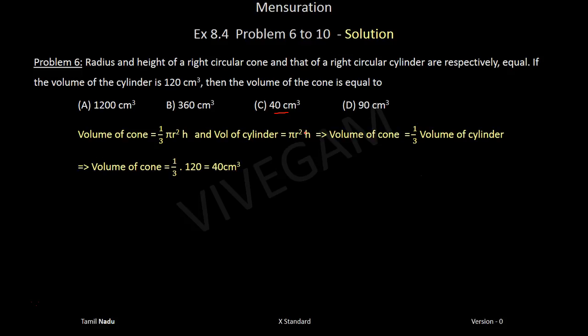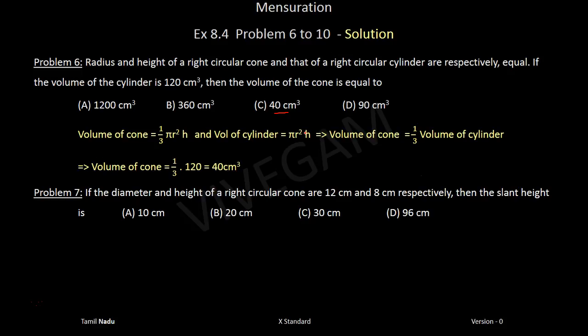Okay. Now, let's go to problem 7. If the diameter and the height of a right circular cone are 12 centimeter and 8 centimeter respectively, then the slant height is. They have given us the diameter and they have given us the height. And what is the formula for slant height? Slant height of the cone L is root of h square plus r square. Please be careful, this is radius and they have given us diameter. So, we will have to take half of 12 centimeter.